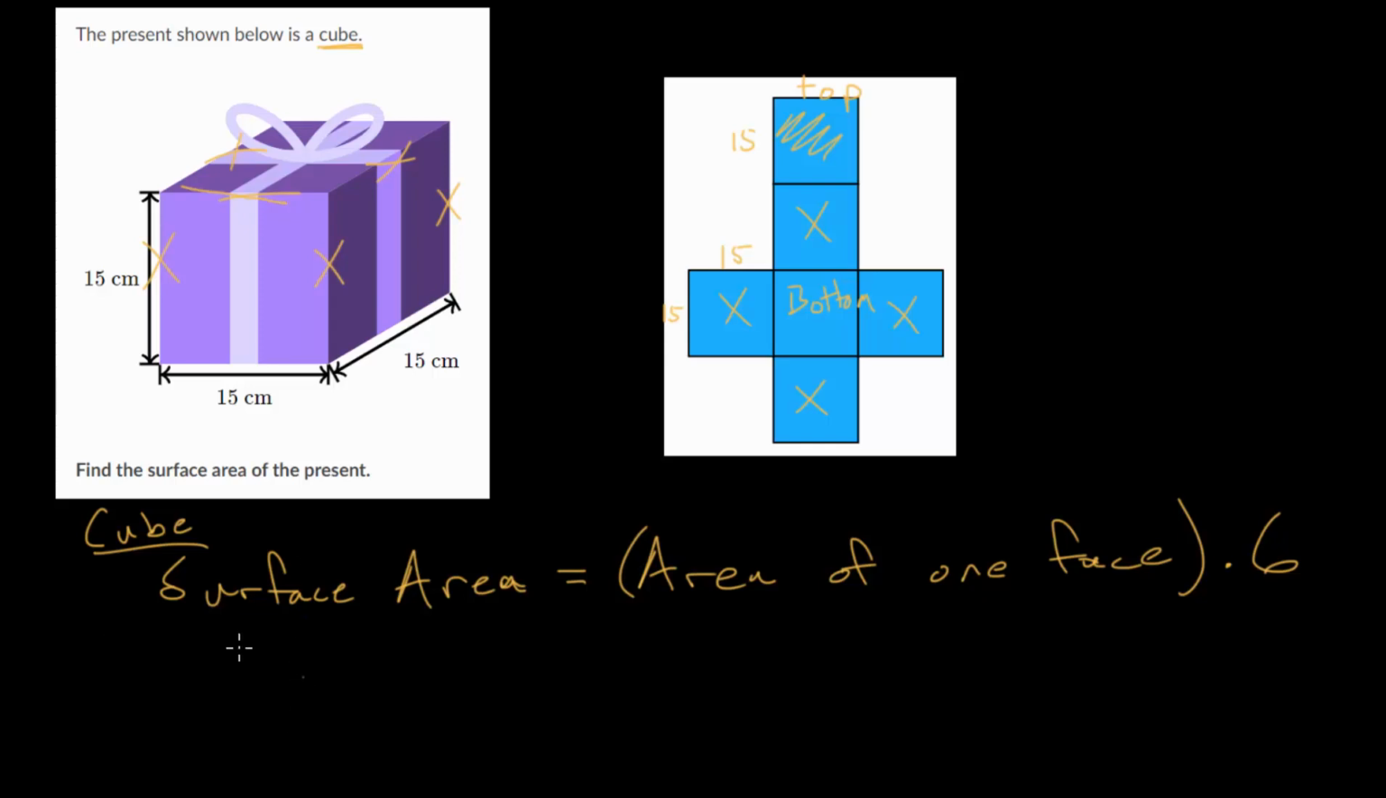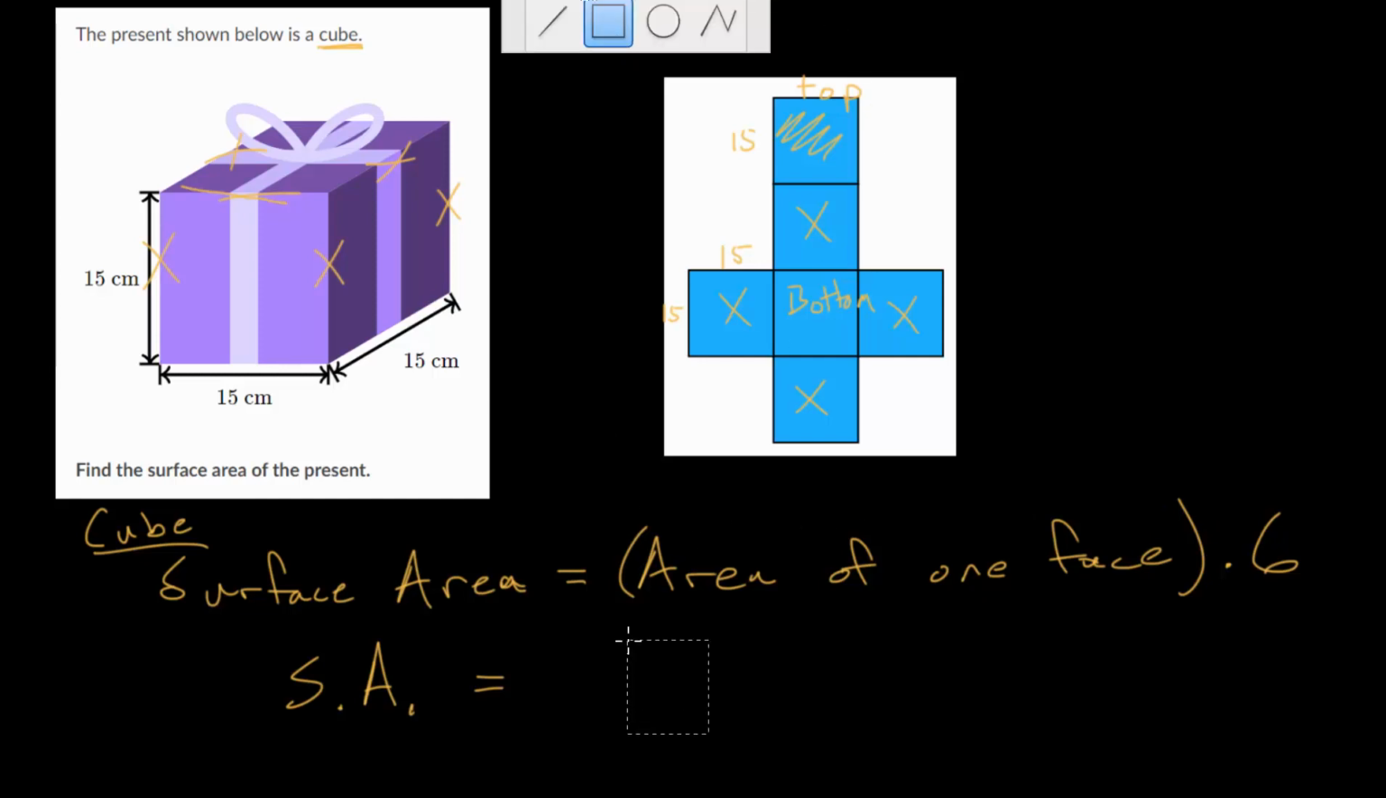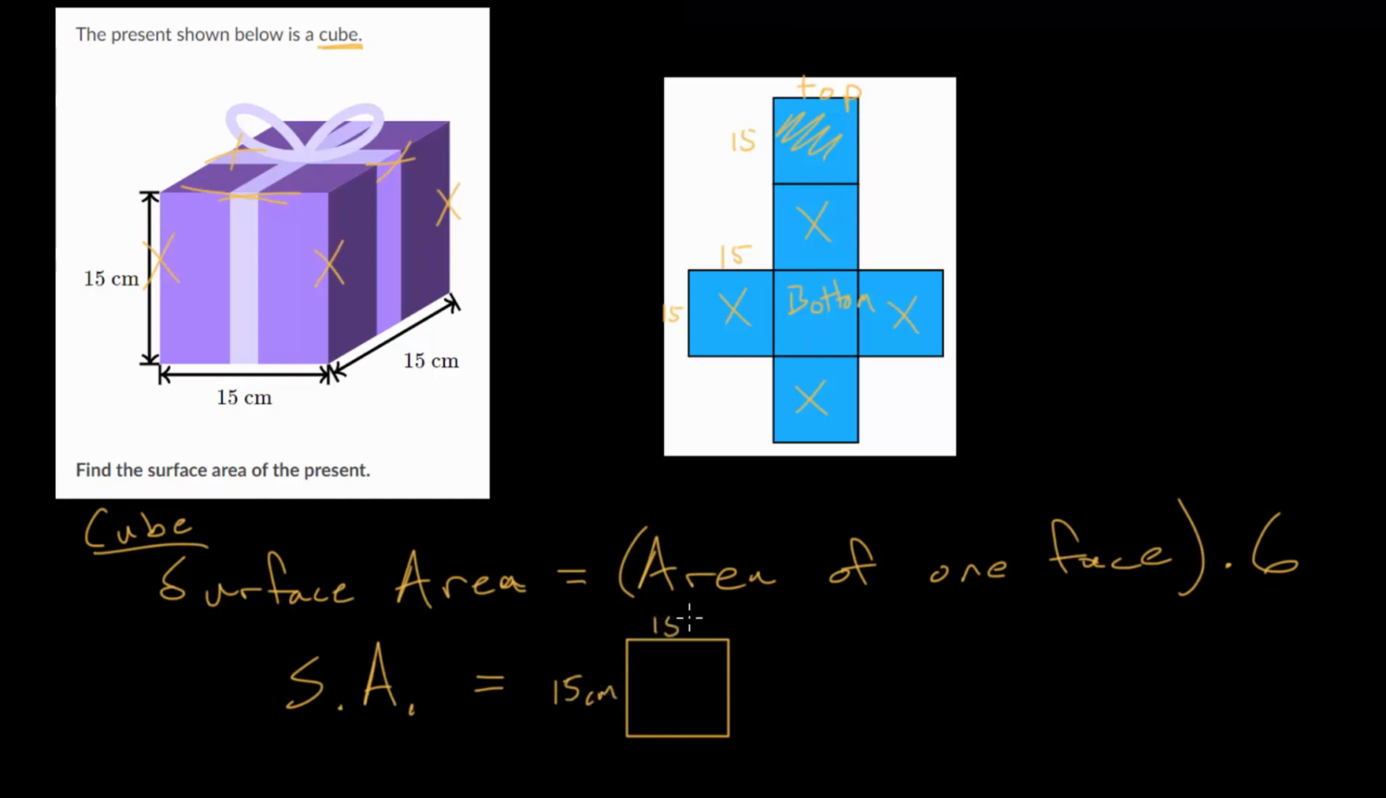We can call surface area SA, as it's often written. And for the area of one face, we have a square that we need to find the area of. The square is 15 centimeters by 15 centimeters, and we will multiply that area by 6. Remember, when finding area in squares and rectangles, we're just multiplying the length times the width, and in this case they're the same, so we're multiplying the side length twice. So we have 15 centimeters times 15 centimeters, and we'll multiply that by 6 to find the total surface area.